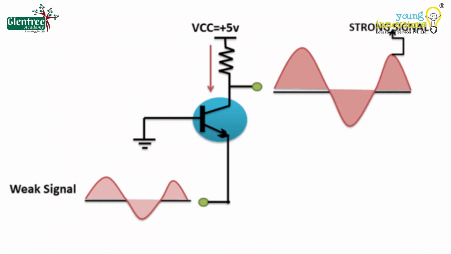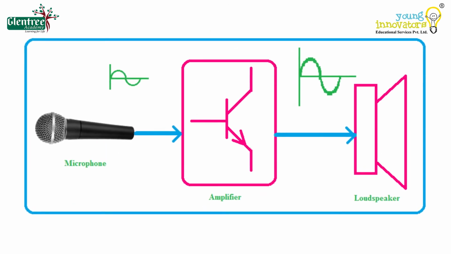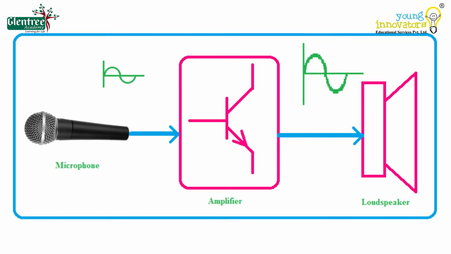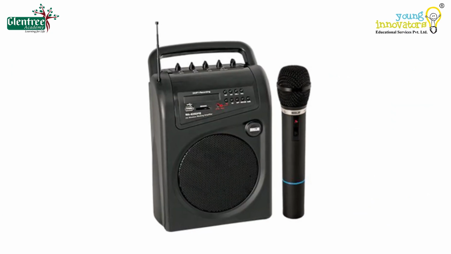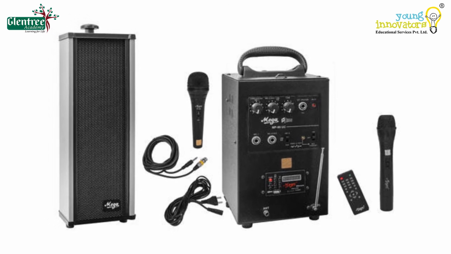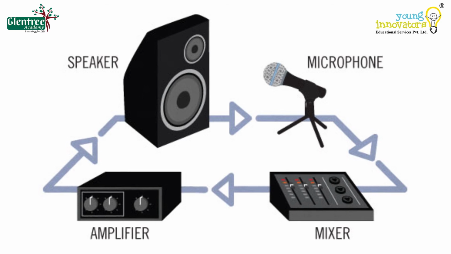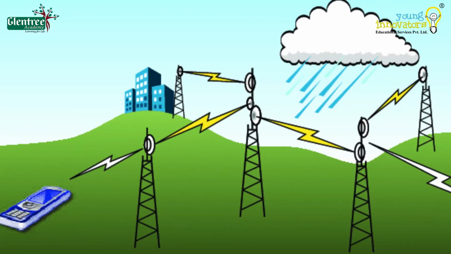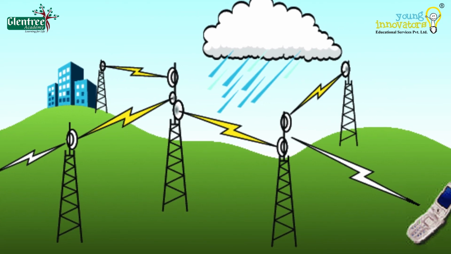Transistors are used for amplification and switching purposes. An example of a transistor as amplifier can be seen in the mic and speaker system that we use. A transistor is incorporated in the speaker that will amplify or increase the sound and make it audible in high volume. Transistors can also be used in microwave communication.